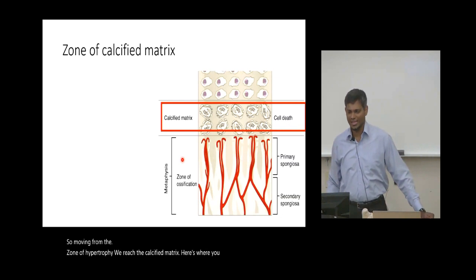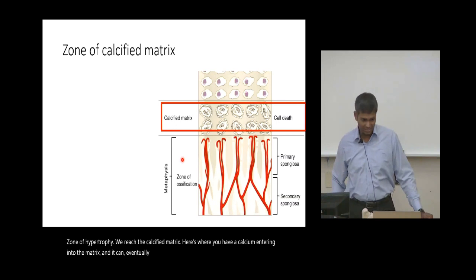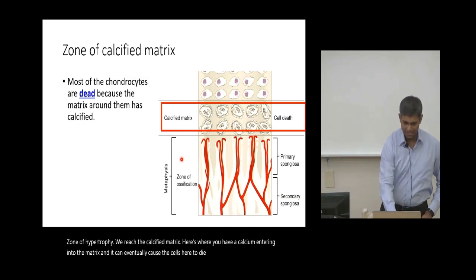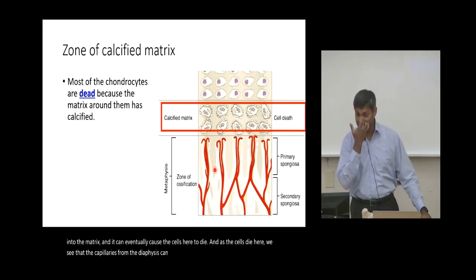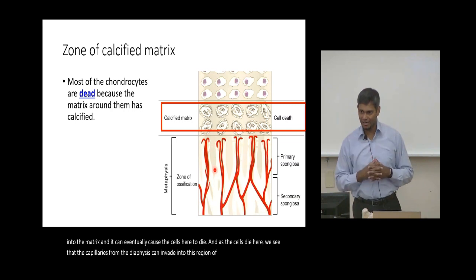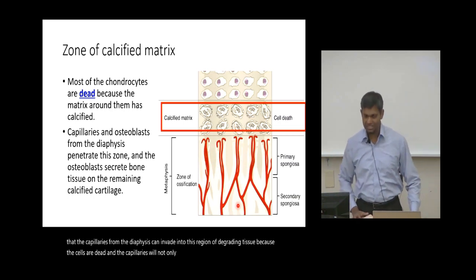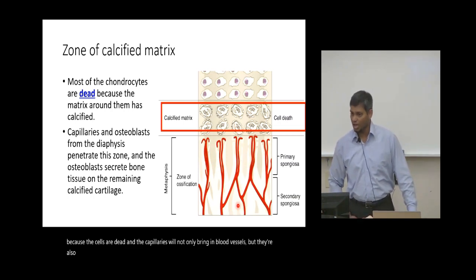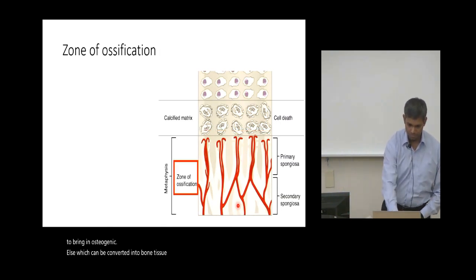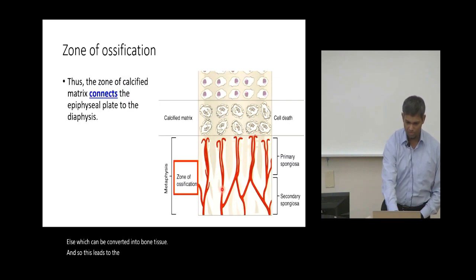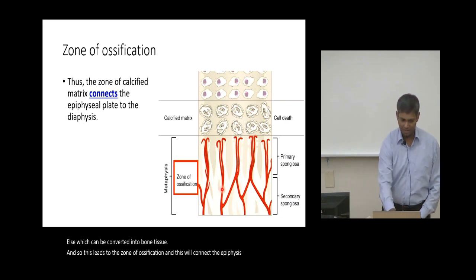Here's where you have calcium entering into the matrix, and it can eventually cause the cells here to die. And as the cells die here, we see that the capillaries from the diaphysis can invade into this region of degrading tissue because the cells are dead. And the capillaries will not only bring in blood vessels, but they're also going to bring in osteogenic cells, which can be converted into bone tissue. And so this leads to the zone of ossification, and this will connect the epiphyseal plate to the diaphysis.